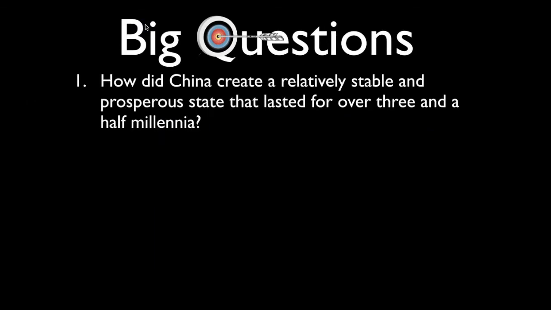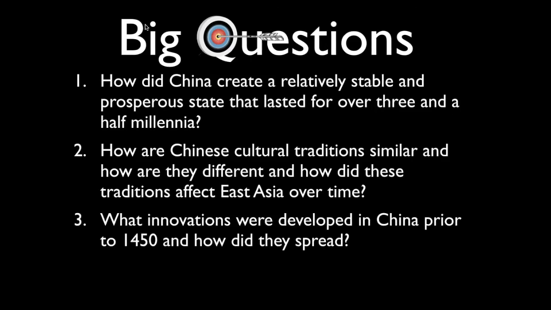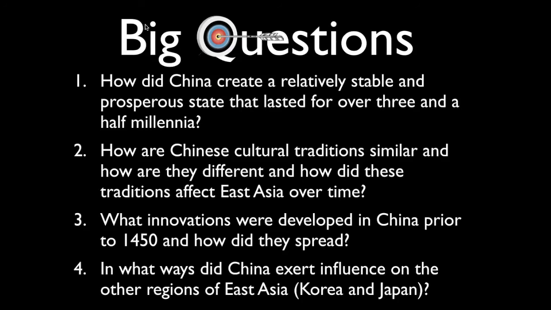The big questions you should be able to answer after watching these three videos on East Asia are: first, how did China create a relatively stable and prosperous state that lasted for over three and a half millennia? Second, how are Chinese cultural traditions similar and how are they different? And how did these traditions affect East Asia over time? Third, what innovations were developed in China prior to 1450 and how did these innovations spread? And then finally, in what ways did China exert influence on other regions of East Asia, including Korea and Japan?